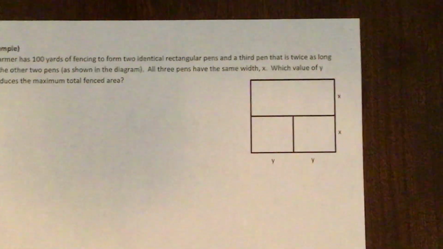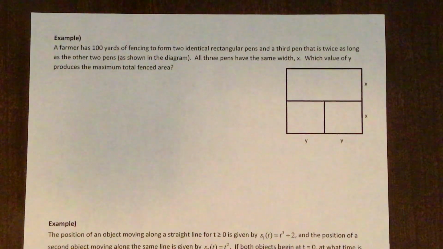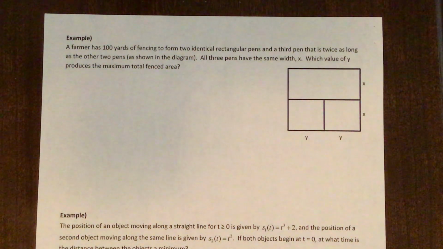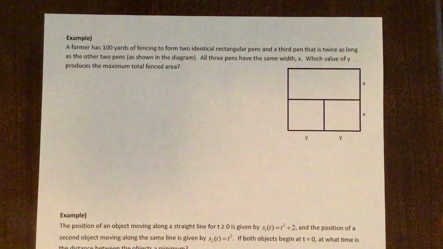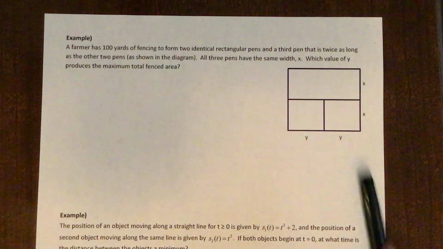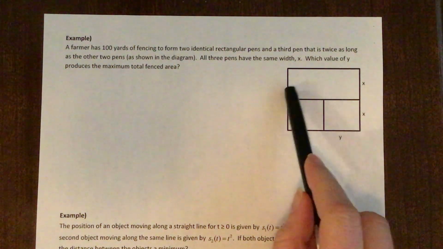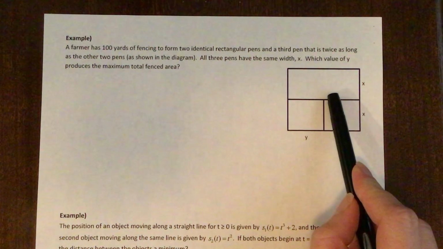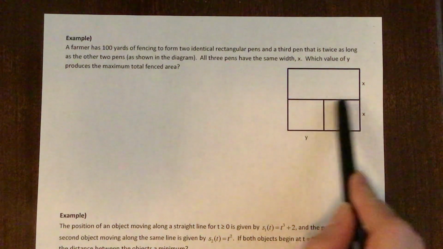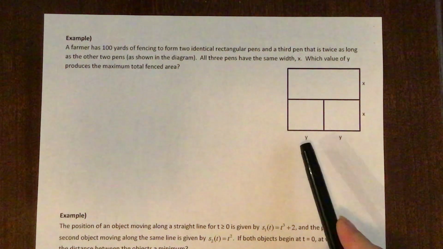Okay, so we've got 100 yards of fencing that's going to form two identical rectangular pens and a third pen that is twice as long as the other two pens. So we've got two identical rectangles, X by Y, and then a third rectangular pen, which is twice as wide as one of the little pens.